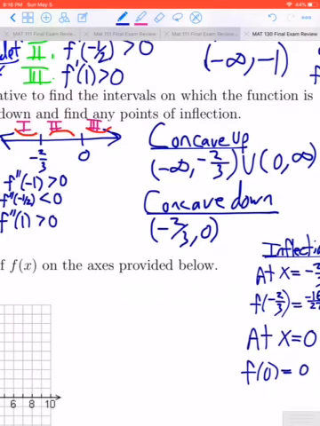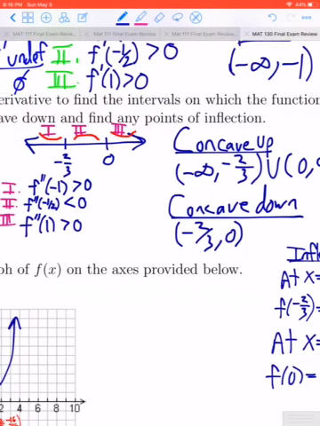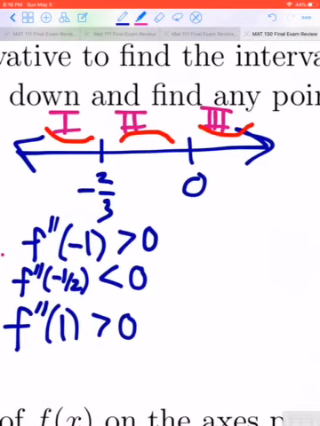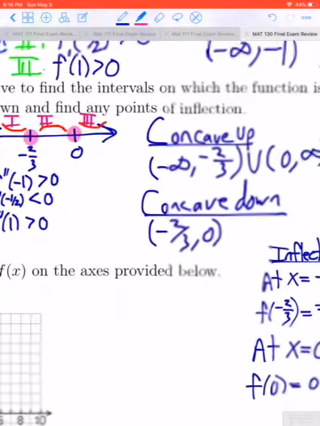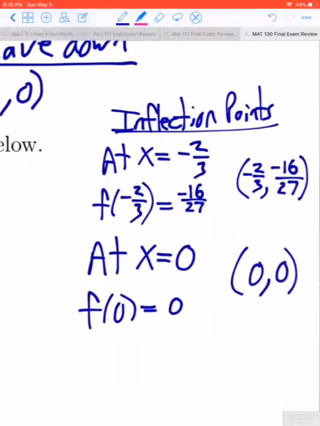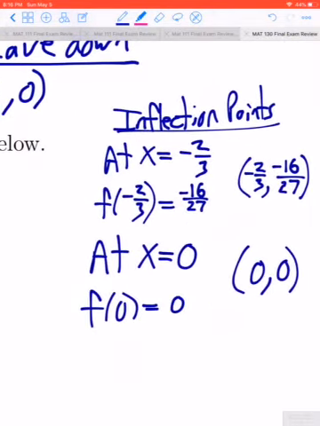It's concave down from -2/3 to 0, and we do have a change in the sign of the second derivative at both -2/3 and 0, so there's going to be an inflection point at both of those locations. If you plug -2/3 into the function, you get the output -16/27. So one inflection point is going to be -2/3, comma, -16/27. If you plug 0 into the original function, you get the output 0. So that's the ordered pair 0, comma 0.